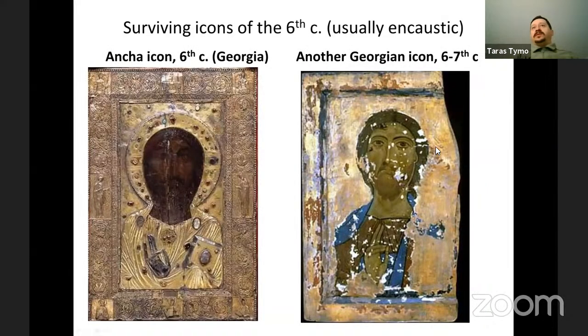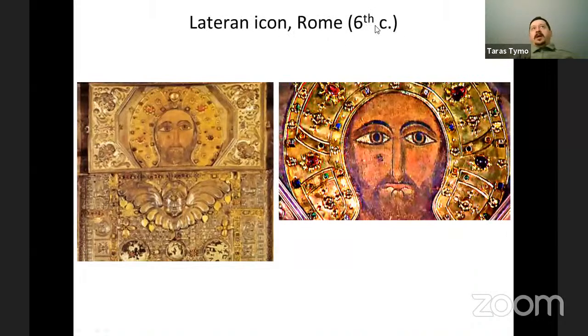There are similar ones, not so much this is later, but this one has stylistically similar features, and it's from the 6th century from Georgia. Georgia, obviously, the one near Armenia, not the state of Georgia. The Lateran icon of Jesus, also from 6th century.